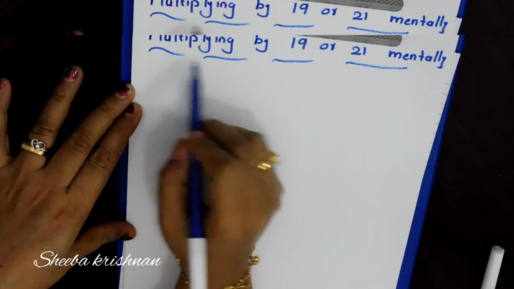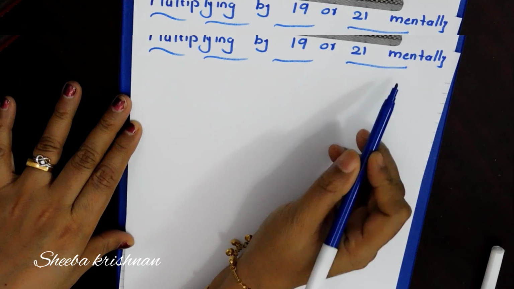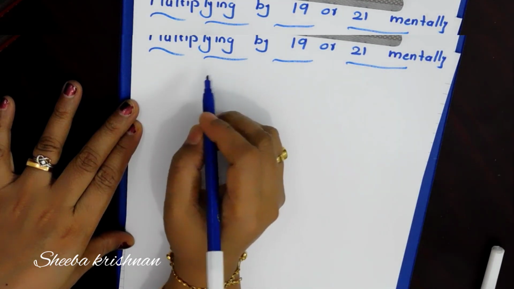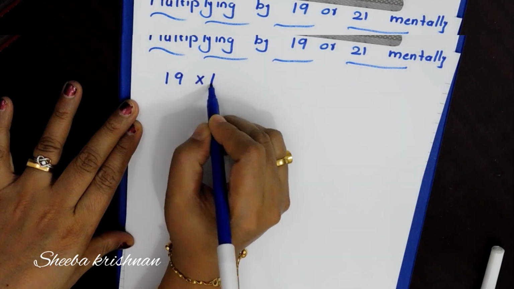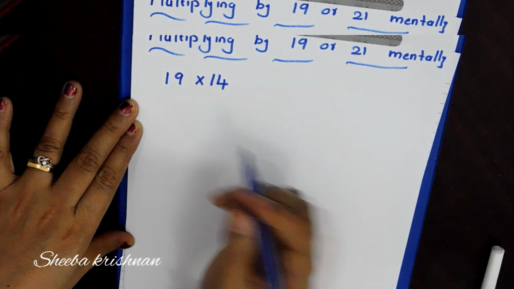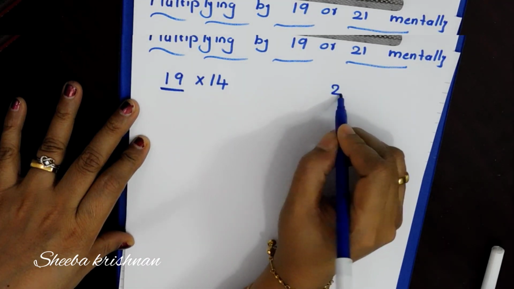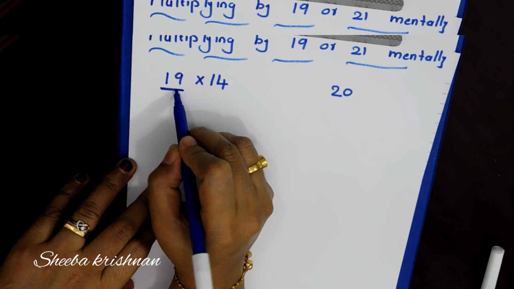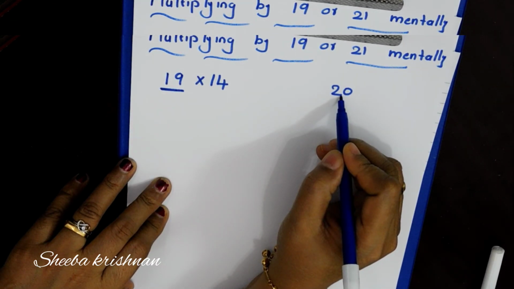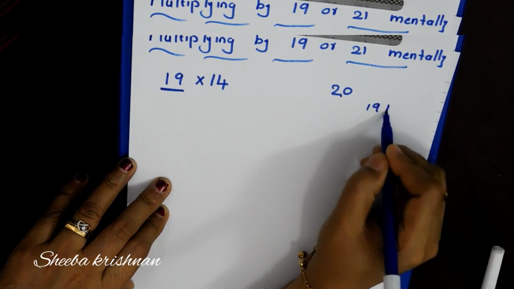So today we will learn how to multiply by 19 or 21 mentally. Okay, let us take an example. 19 multiplied by 14. We know that 19 is very near to 20. So instead of multiplying by 19, we will multiply it by 20. So 19 plus 1 is 20.